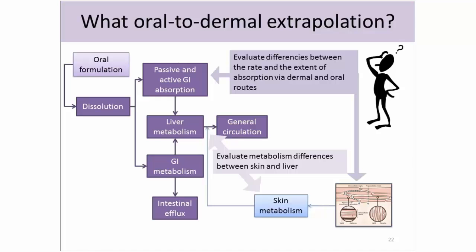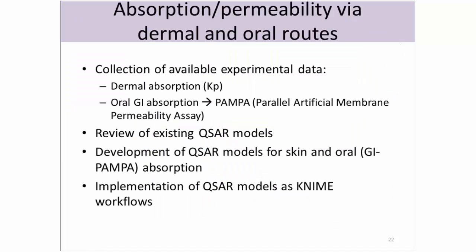Focusing on the first issue, that is absorption, what we did within the Cosmos project was to collect available data for dermal absorption and for oral gastrointestinal absorption. And for the gastrointestinal absorption, we searched for PAMPA data, where PAMPA is an in vitro assay that is used to extrapolate and estimate the gastrointestinal passive absorption.